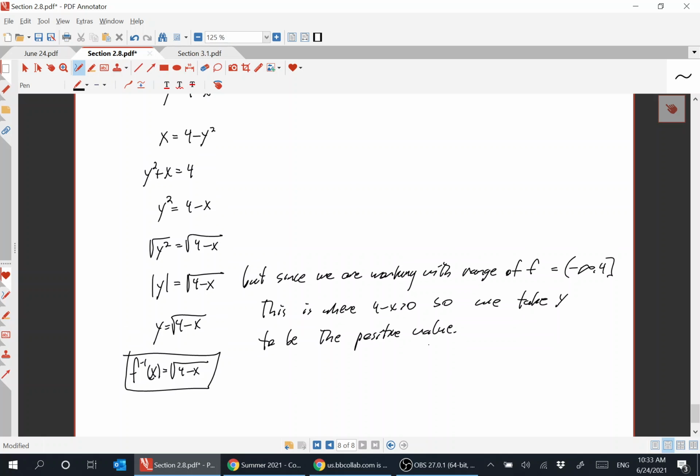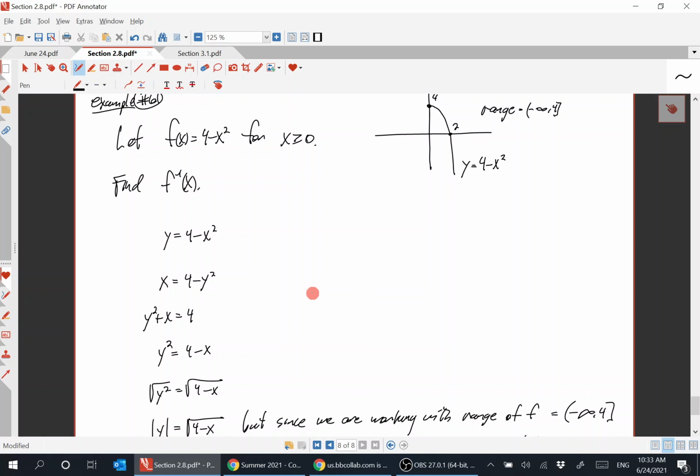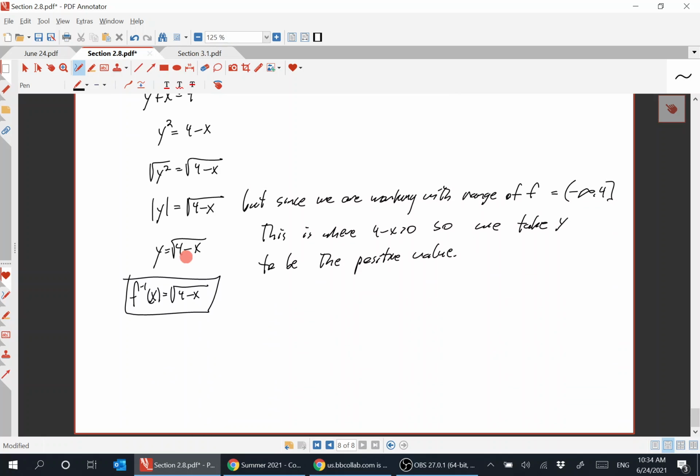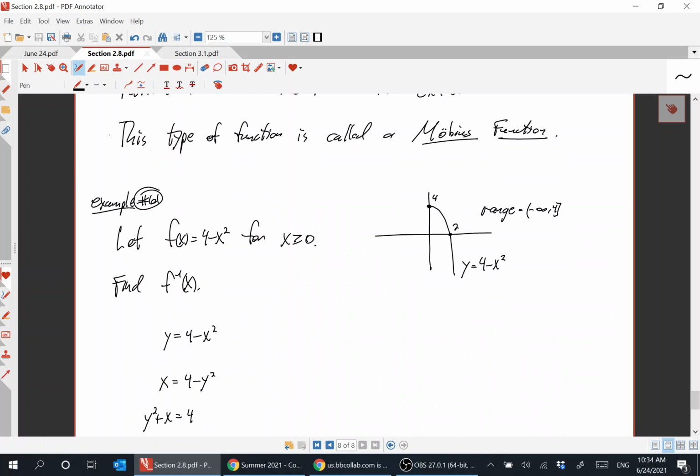Right, so starting with f of x equal to 4 minus x squared, we look at the equation y equals 4 minus x squared, switch the x and the y's if you want, and then solve for y. Or just start with this equation and solve for x. And then you have to use a square root at some point, but you typically will take the positive square root value.